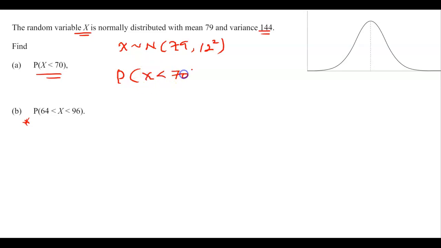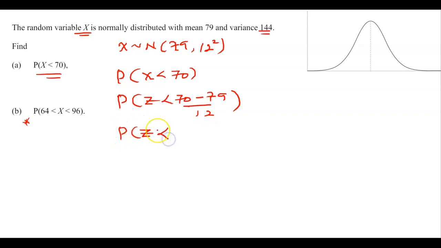less than 70. So all we need to do first is change back to normal distribution over here. That's a standard normal distribution. Z less than (70 minus 79) divided by 12. That means the probability that Z is less than, when you press a calculator over here, you get negative 0.75. So I have my graph over here to see what this really means.